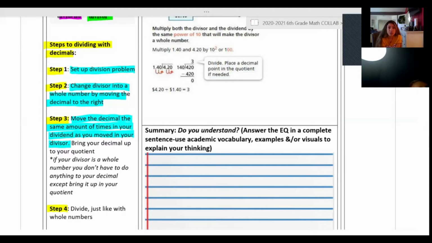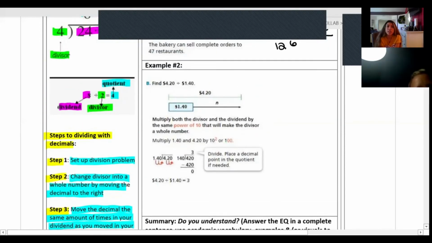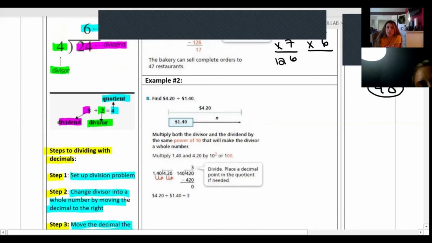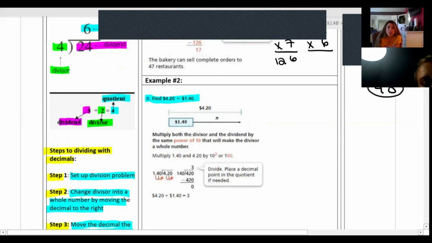If our divisor is a whole number, then we won't have to do anything to our decimal, right? And we'll show that again. And then we'll divide after that in step number 4. So let's go into example number 2 so you can see how to do this visually. We're going to find $4.20 and we're going to divide that by $1.40. Our divisor is going to be on the right and our dividend is going to be on the left.